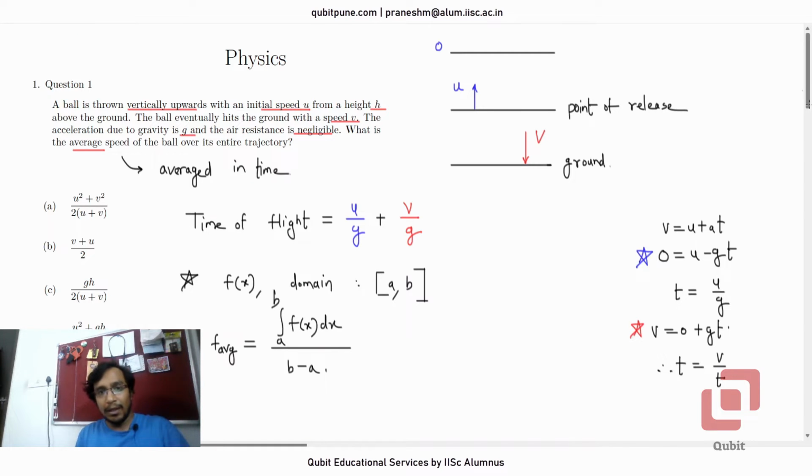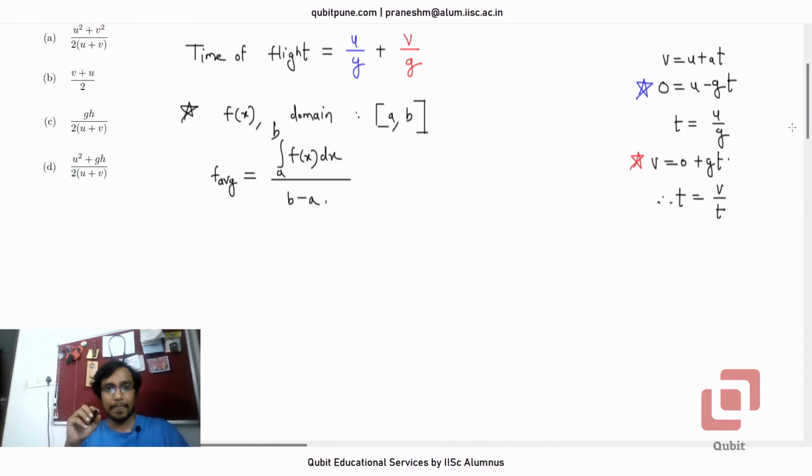Let us now divide our integral into two parts, because we already know the denominator. The denominator is nothing but the time of flight. Let us first calculate the integral of speed for the ascent, or the upward journey.